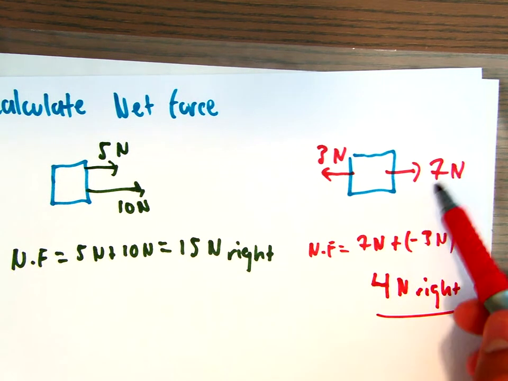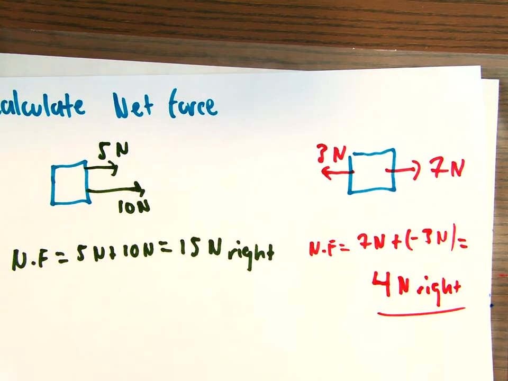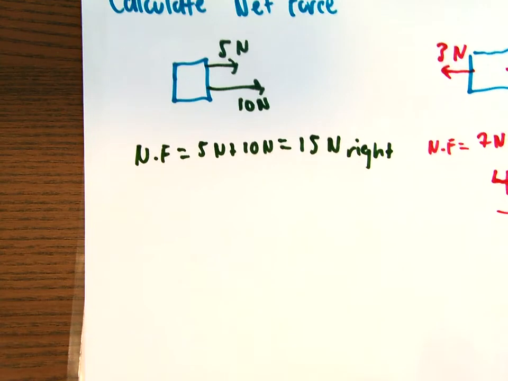Which makes sense because the force to the right is greater, right? So that would win, and our net force, which is our overall sum, should be to the right.